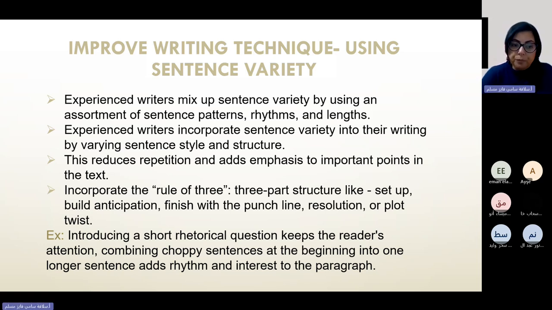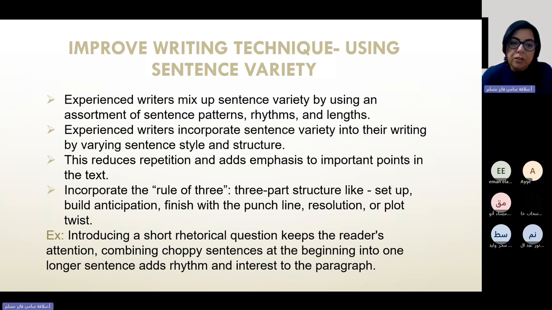For example, let's see. Aisha, can you read the example, please? Introducing a short rhetorical question keeps the reader's attention. Combining choppy sentences at the beginning into one longer sentence adds rhythm and interest to the paragraph.